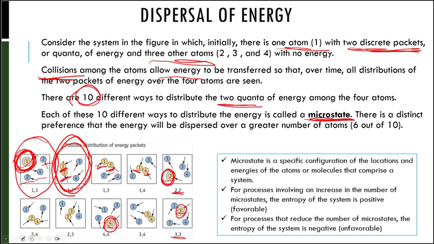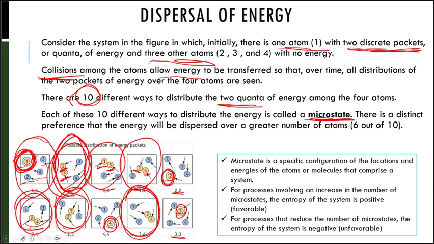Let's look at some other options. If it's not 1 and 2, 1 and 3, 1 and 4, it could be 2 and 3, 2 and 4, and the last option would be 3 and 4. So notice we have 1, 2, 3, 4, 5, 6 options where the energy is dispersed amongst the atoms, where it's not just both on the single atom.